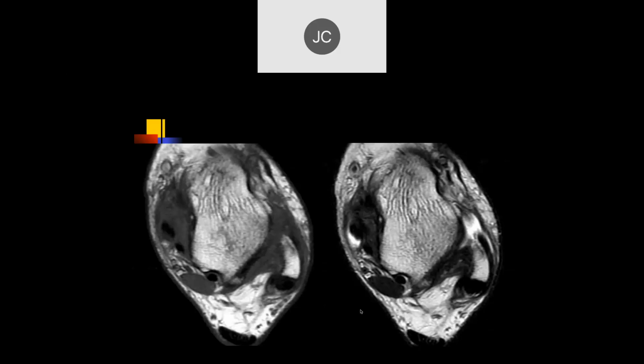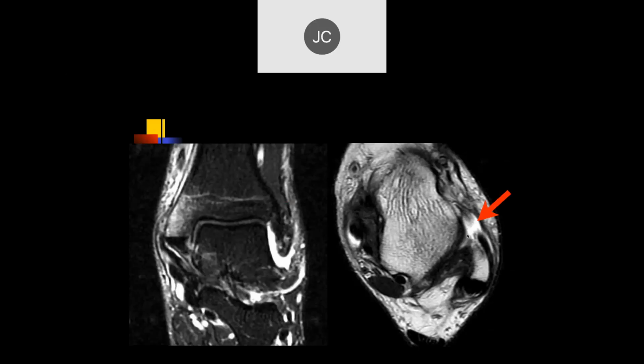Here it looks like there's a complete tear of that ATFL. And here are the coronal images. Also some edema in that medial malleolus. Right. Okay.